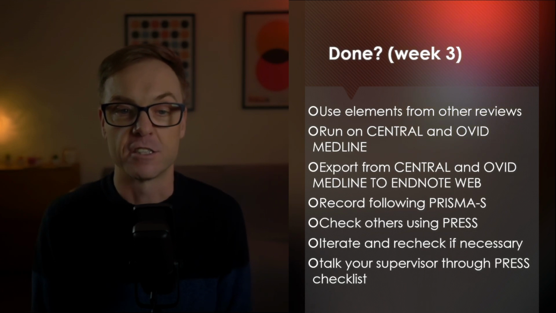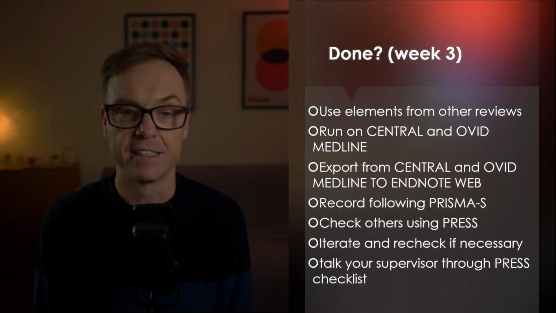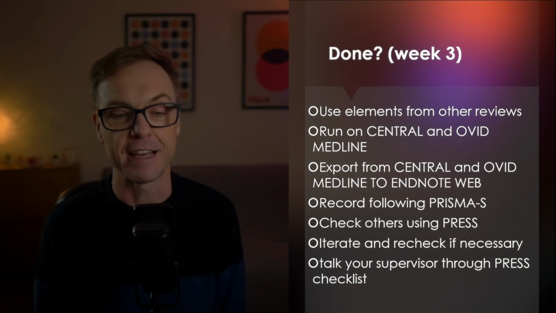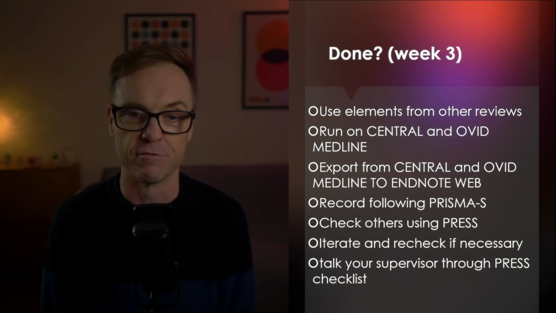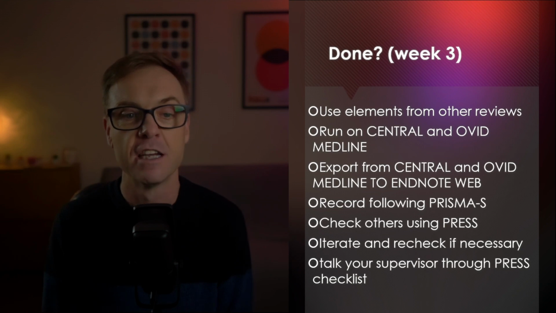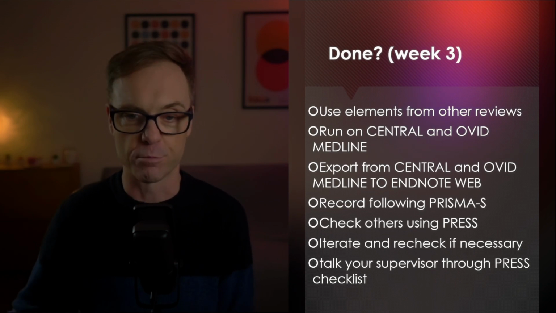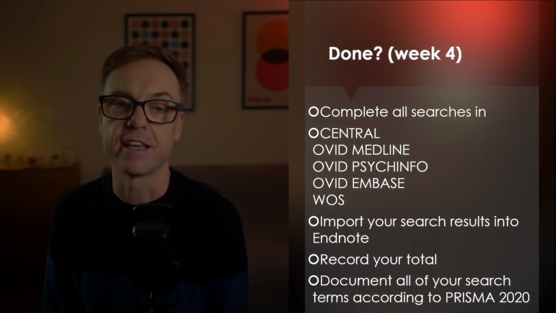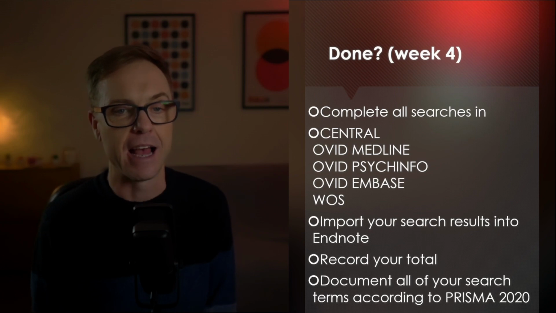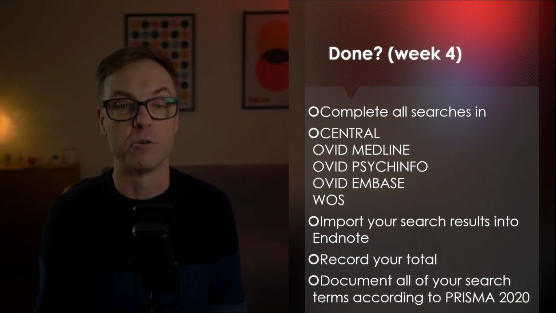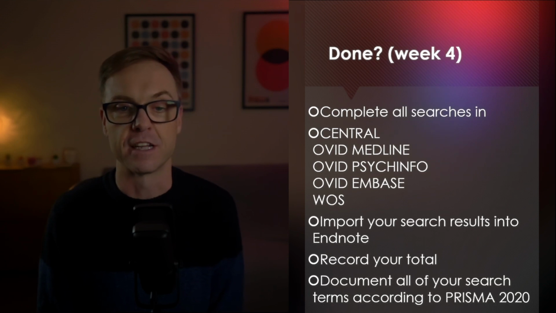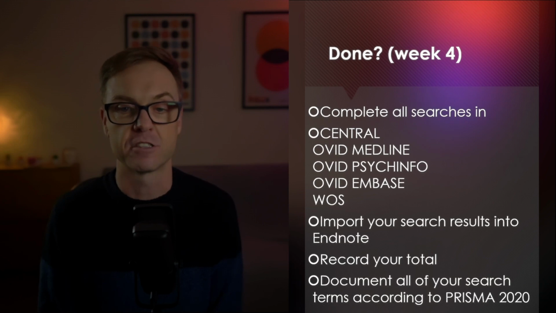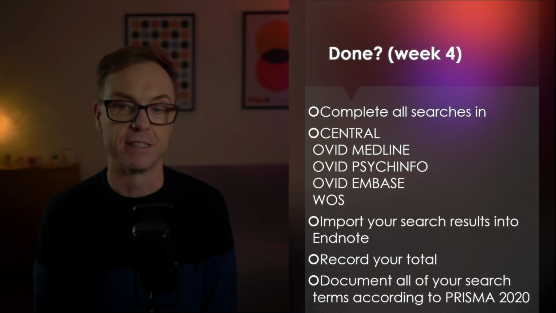We've recorded our searches following the PRISMA-S guidelines, and we've had our searches checked by others using the PRESS checklist. And we've had that feedback, and we've iterated and rechecked our searches if necessary. And we've talked our supervisors through the PRESS checklist. And then we've subsequently run those searches on PsycInfo and in Embase and in Web of Science. And then we've exported those search results out of those databases and into Endnote and recorded our total. And we've documented our searches according to the PRISMA 2020 guidelines.